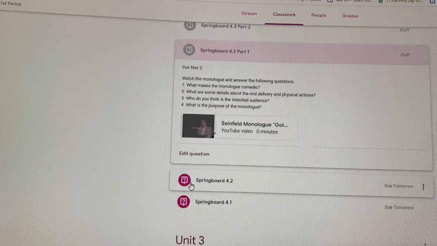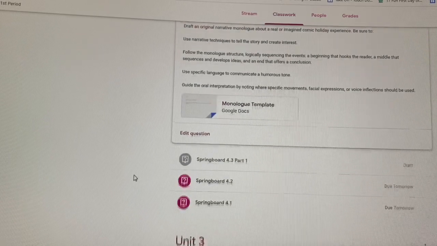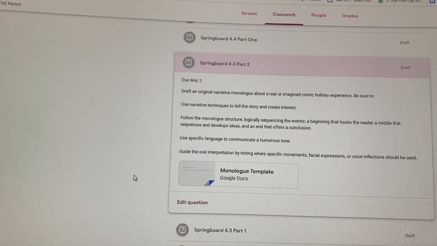Again, just type out your responses. For these, I wouldn't attach anything, just make it easy on you and me and answer the questions, and let me know if you're having any issues.